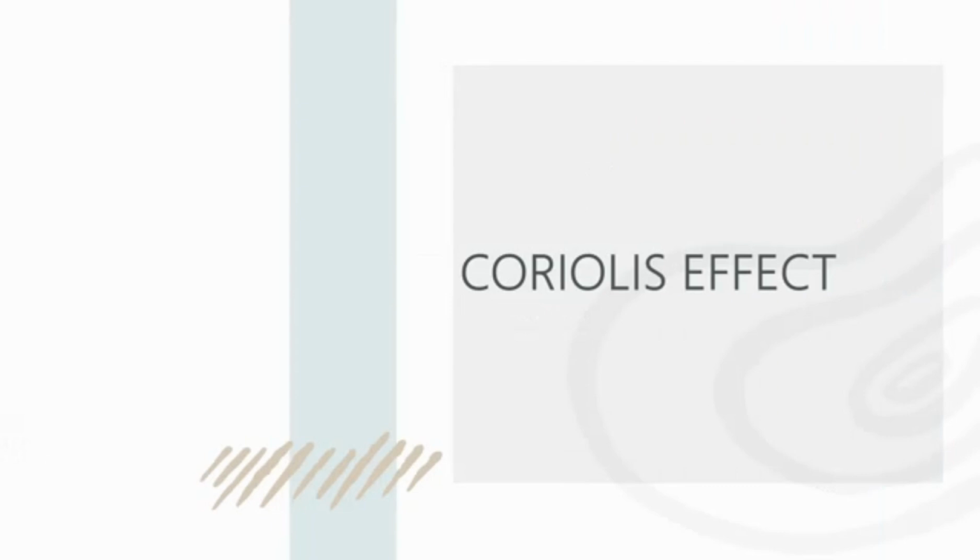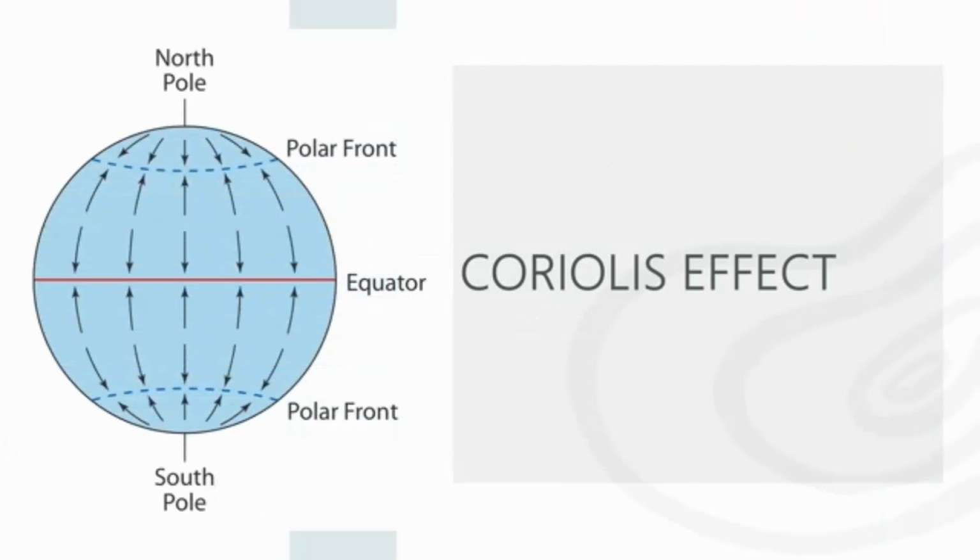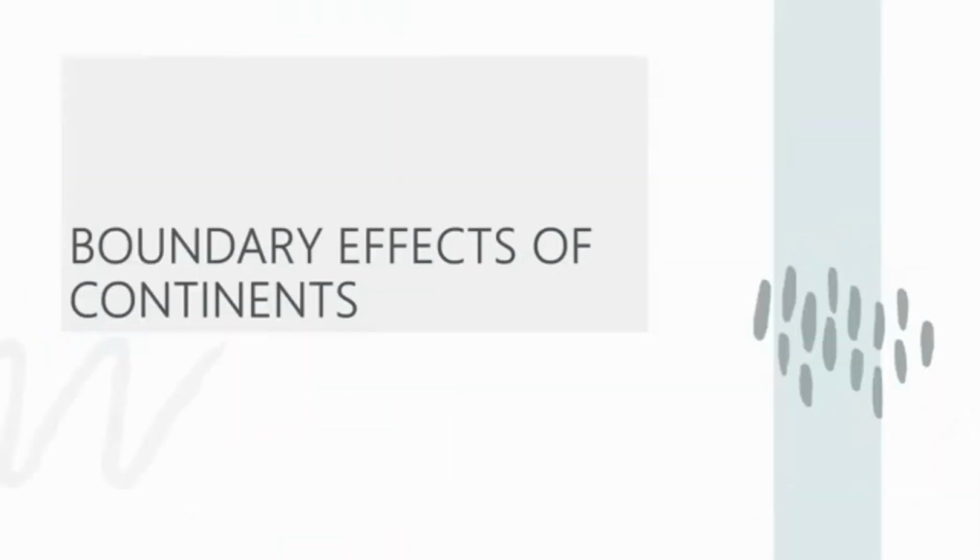For the second reason, the Coriolis effect caused by Earth's rotation deflects the motion of water and air. In the northern hemisphere, water is deflected to the right of its motion. In the southern hemisphere, water is deflected to the left of its motion. This deflection creates clockwise gyres in the northern hemisphere and counterclockwise gyres in the southern hemisphere.